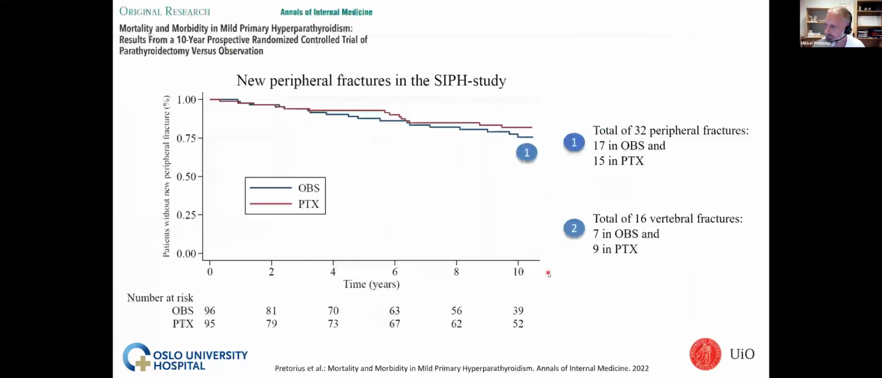The first 2 are not really designed to look at incidental fractures, but the SIP study published its results in late 2022, and they found actually that the peripheral fractures were very equally distributed in the 2 groups. It did not seem to have a big effect with parathyroidectomy. And the same was with vertebral fractures, 7 and 9 in each group. So no real effect there either.